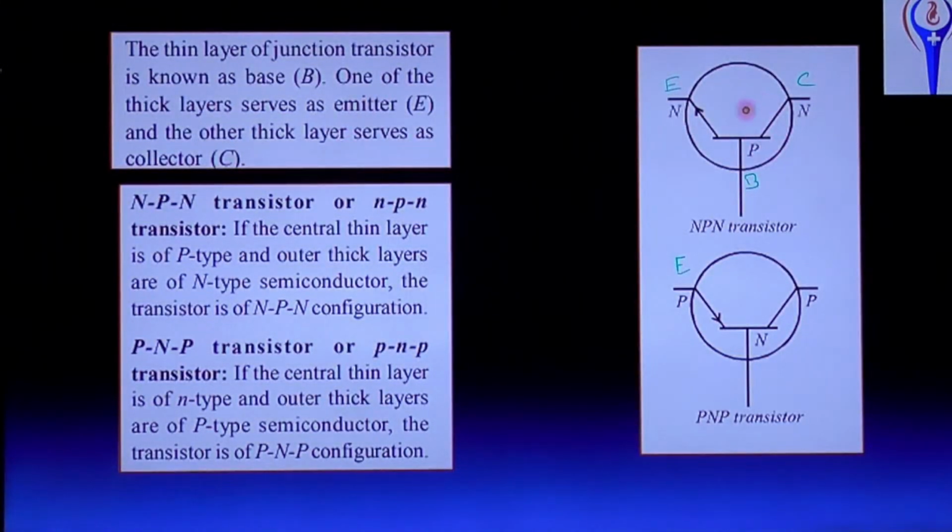And this is the circuit symbol for an NPN transistor. The arrow mark is pointing outward. And for a PNP transistor, the arrow mark is pointing inward.